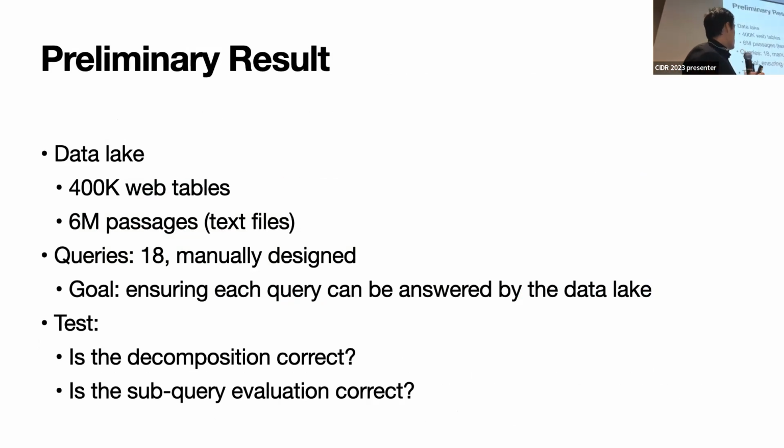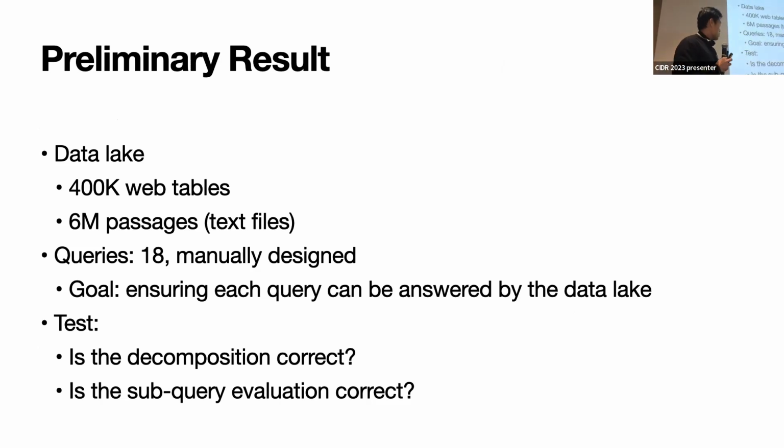For the data lake, we index 400K web tables and also 6 million text files. And we manually design 18 queries. The purpose of designing these queries is to guarantee they can be answered by data from the data lake. For example, we can design queries that can be answered by 2 text files, or 3 tables, and a mix of tables and text files. So this query can be answered, right?